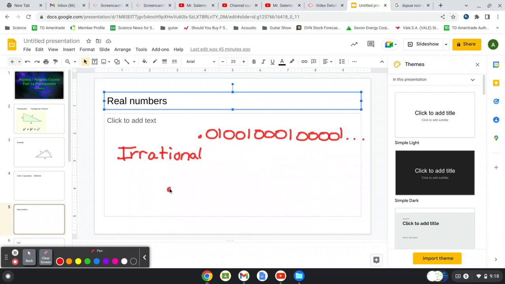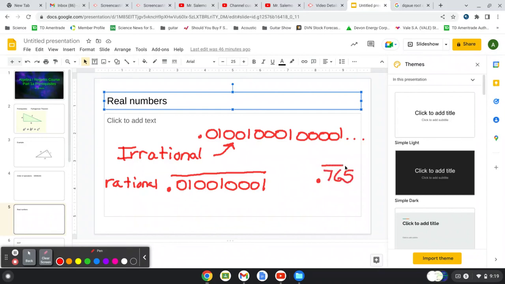Now, if you saw something like 0.010010001 with a line on top, meaning it's repeating, it's going to repeat back to 0, 1, then that would be rational. So this one's irrational, but if you see that line on top, it's rational. Like let's say you see 0.765 with a line, then you know it's going to be 0.765, 765, 765 forever. So that would be rational. Okay, so that's rational versus irrational.